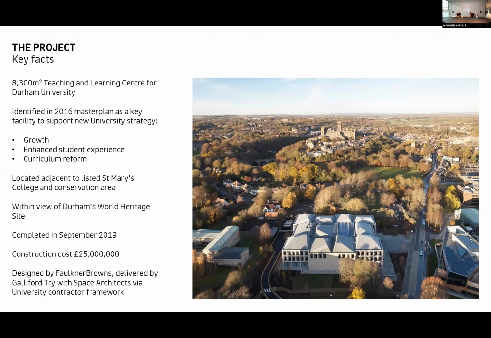It's located on a site next to St Mary's College. On the photograph there, you just see the edge of the college on the buildings on the left. Part of the college is listed. Immediately above the building, as shown in that photograph, is the Durham City Conservation Area. And obviously what you can see in the distance there is the peninsula in Durham with the castle and the cathedral, which is a World Heritage Site.